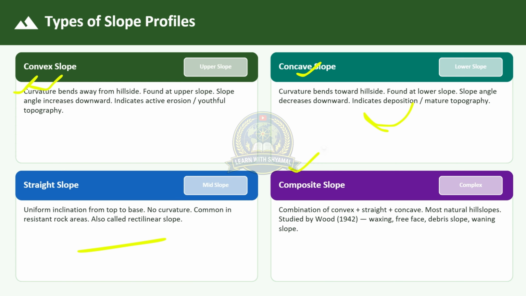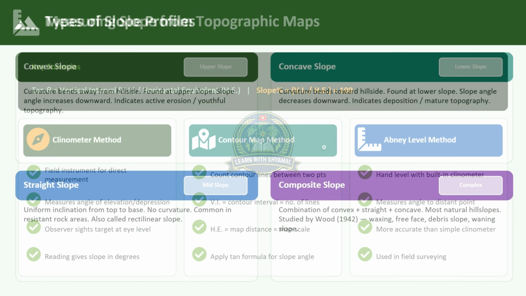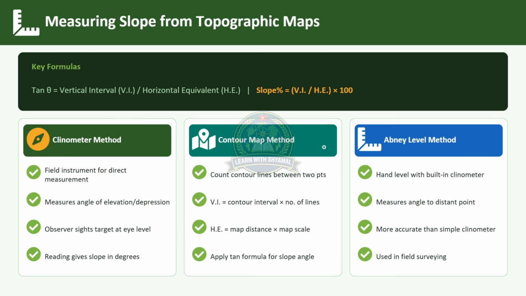Most natural hill slopes, studied by Wood 1942: waxing slope, free face, debris slope, and waning slope. Okay, measuring slope from topographic maps, key formulas: tan theta equals vertical interval divided by horizontal equivalent. Slope percentage is equal to vertical interval divided by horizontal equivalent multiplied by 100. Clinometer method, a field instrument for direct measurement, measures angle of elevation or depression. Observer sights target at eye level and the reading gives slope in degrees.